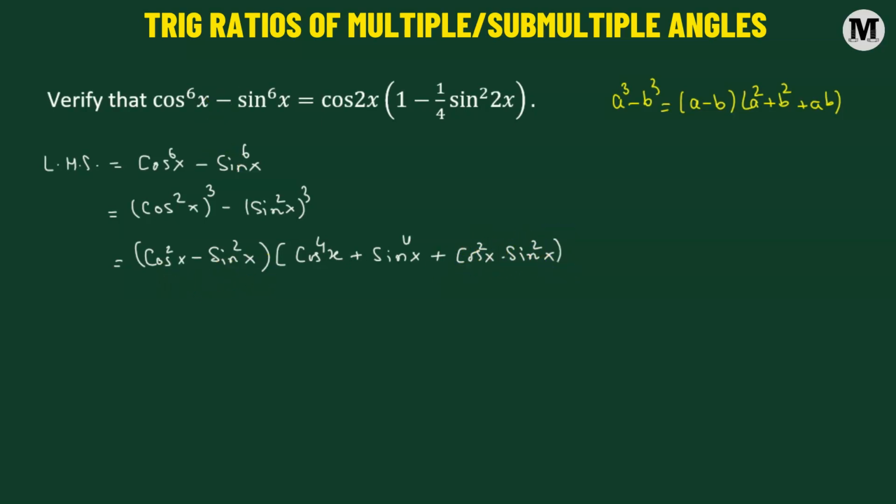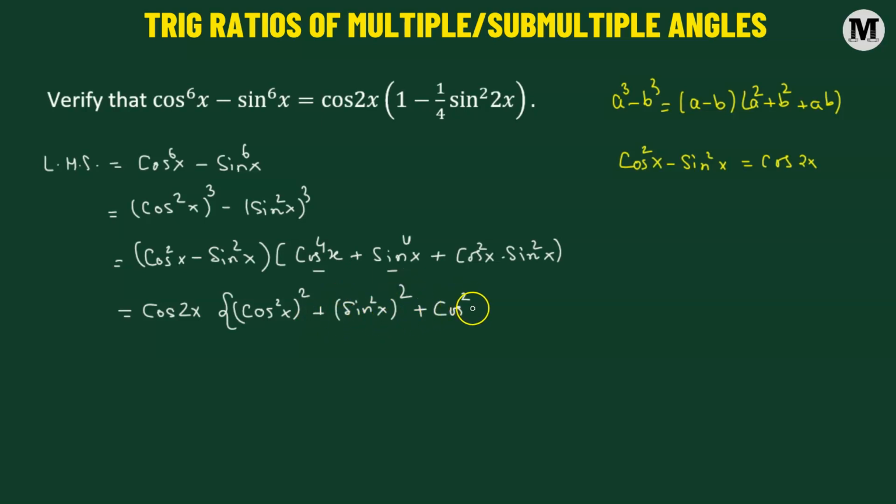Now we have a standard formula for cosine squared x minus sine squared x. So that's given by cosine of 2x. We can replace it with cosine of 2x. Now what we'll do, we're going to rewrite the first and the second term. So here we have cosine x raised to the power of 4, but we're going to rewrite it as cosine squared x whole squared added to sine squared x whole squared plus cosine squared x times sine squared x.